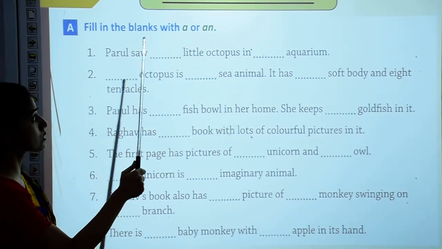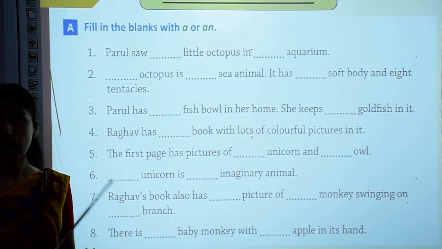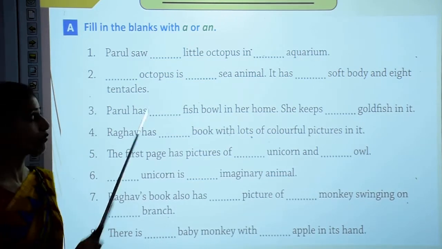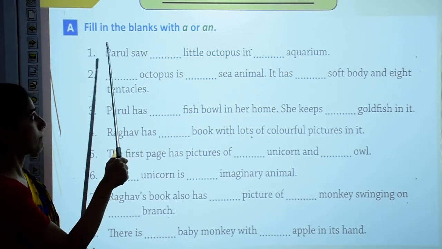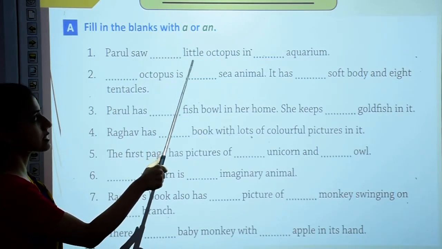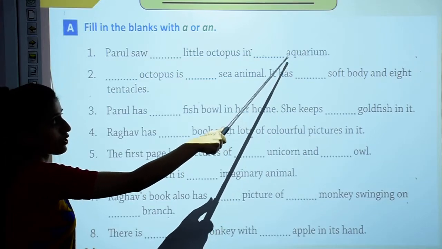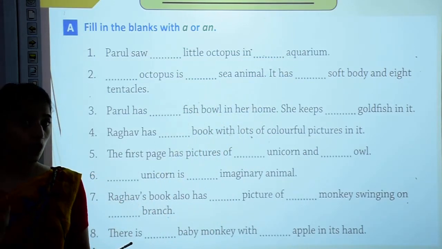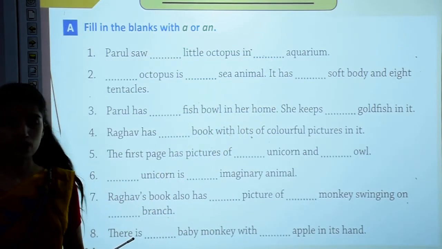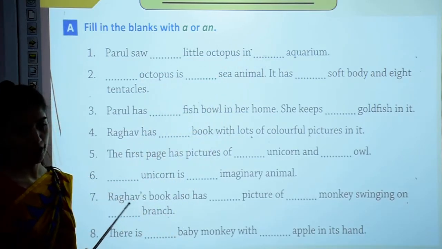So the sound that comes is of little, which is a consonant sound. So what will come over here? A. Parul saw a little octopus in an aquarium, because the sound that comes is of aquarium, which is a vowel sound. So that is why an will come over here.